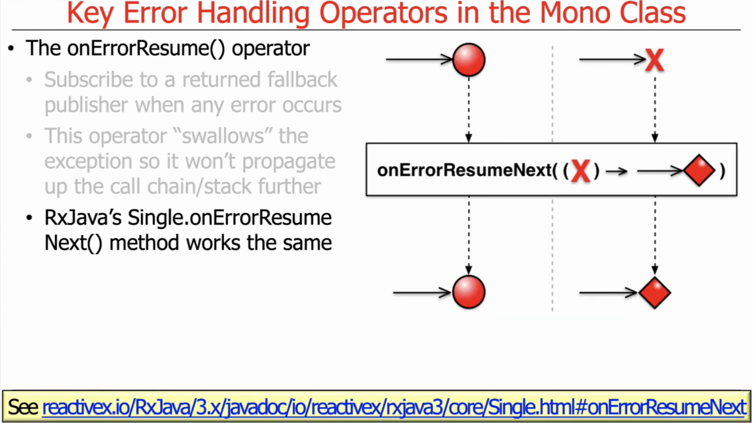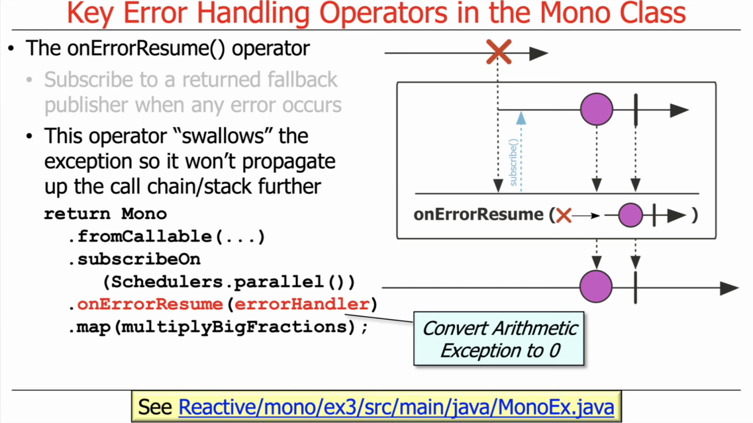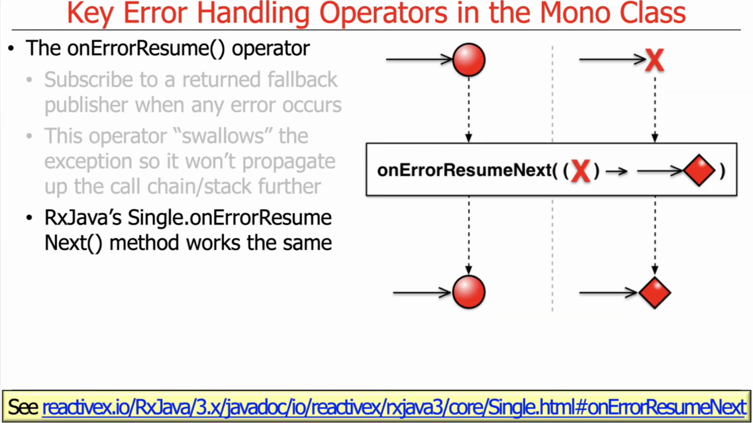There's an onErrorResumeNext method in RxJava's Single class that works the same way. For some reason, they call them slightly differently. There's onErrorResume for Project Reactor, and the equivalent semantic in RxJava is onErrorResumeNext. I don't know why they're given different names, but they are.